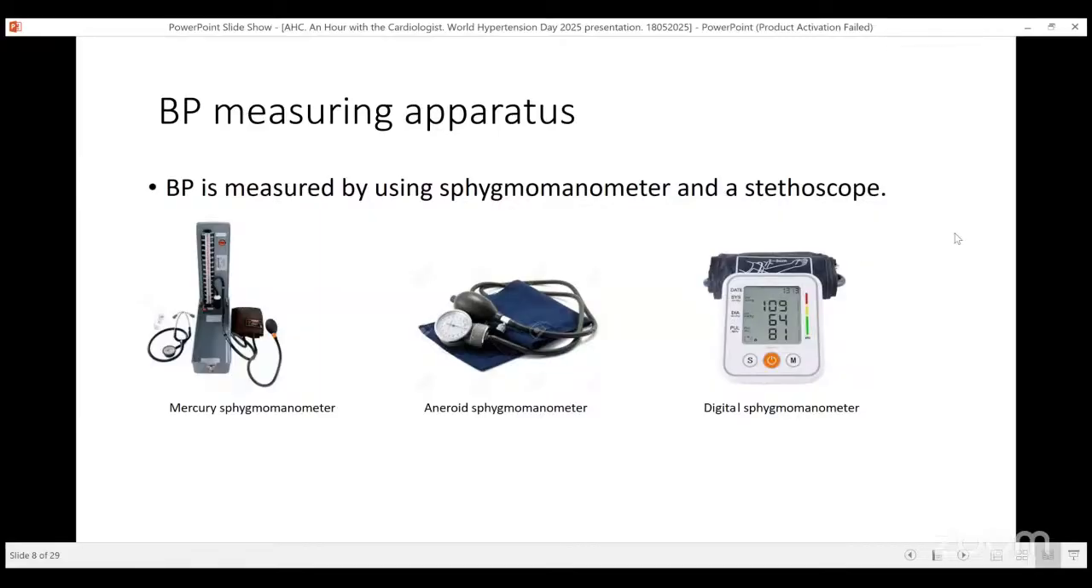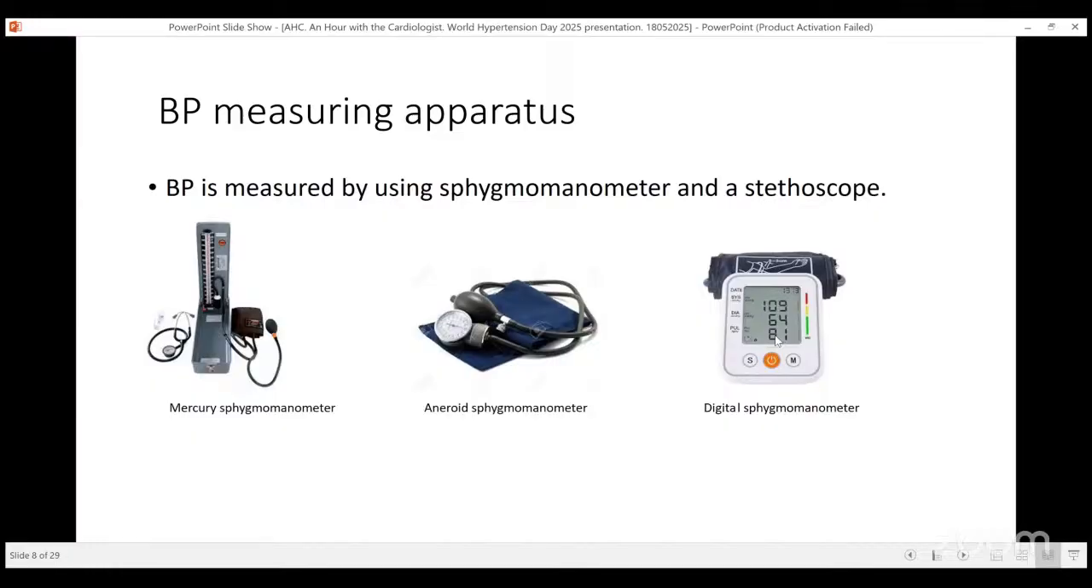So for this one that we're seeing here, you can see 109 over 64. So the systolic is 109, while the diastolic is 64. The third reading there is the pulse rate. That's the heart rate, 81. This is a good reading for this person. 109 over 64, and the heart rate or pulse rate is 81. That's good.